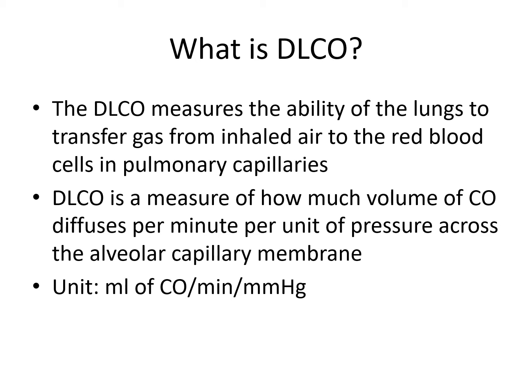So DLCO is a measure of how much volume of carbon monoxide diffuses per minute per unit of pressure across the alveolar capillary membrane. Volume of carbon monoxide is measured in milliliters and the unit of pressure is millimeter of mercury. So the unit of DLCO becomes milliliter of carbon monoxide per minute per millimeter of mercury.